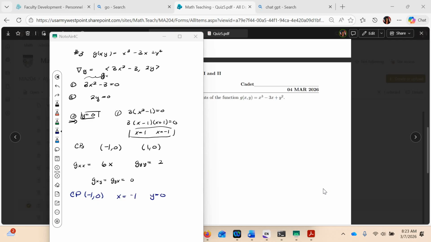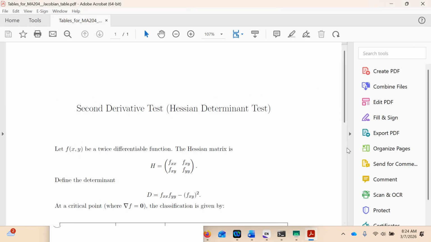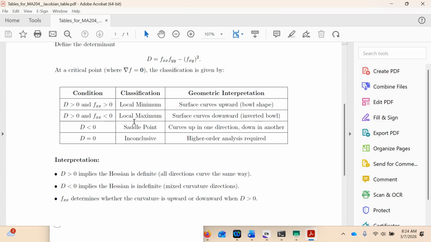At that point, the Jacobian looks like: 6 times minus 1, so negative 6, putting x equals minus 1 into gxx. And then gyy is constantly 2. The zeros uncross, and I get minus 12, which is the determinant in this case. I go to my little table down here. If the determinant is negative, it's automatically a saddle. So (-1, 0) gives a saddle, however you want to say this.